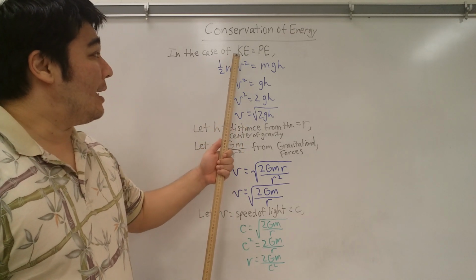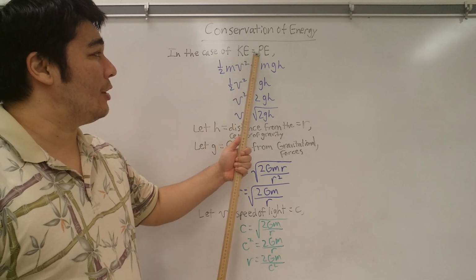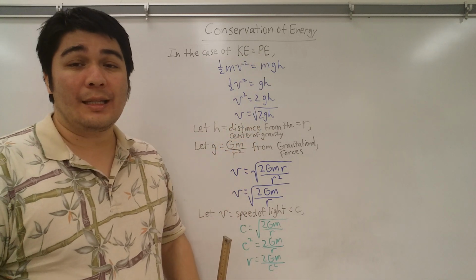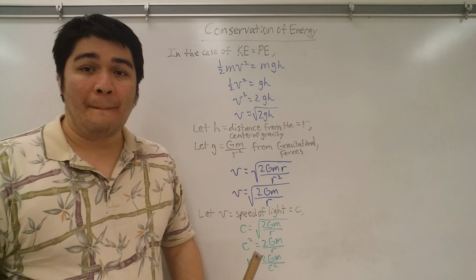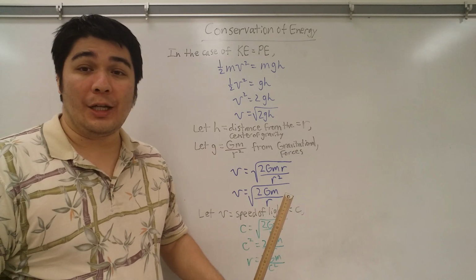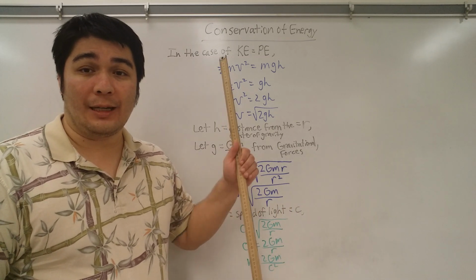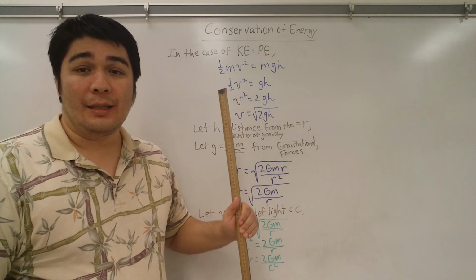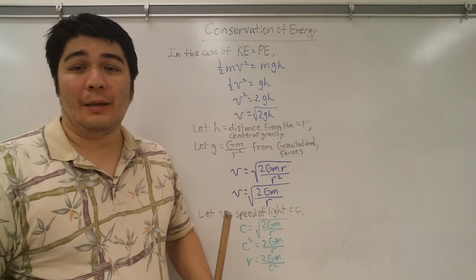Given that case, we said kinetic energy is equal to potential energy, and in this case I'm using gravitational potential energy. So what I did was write down the formulas for kinetic energy and potential energy, then set them equal to each other, and then do a bunch of math.